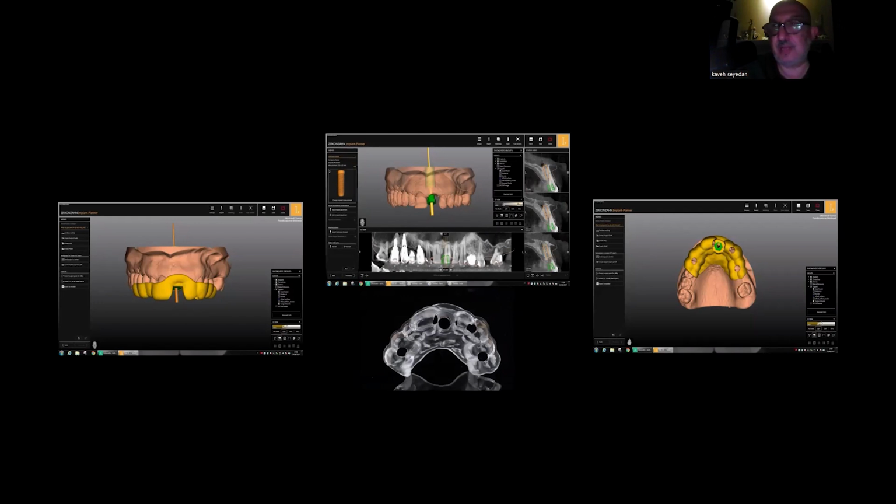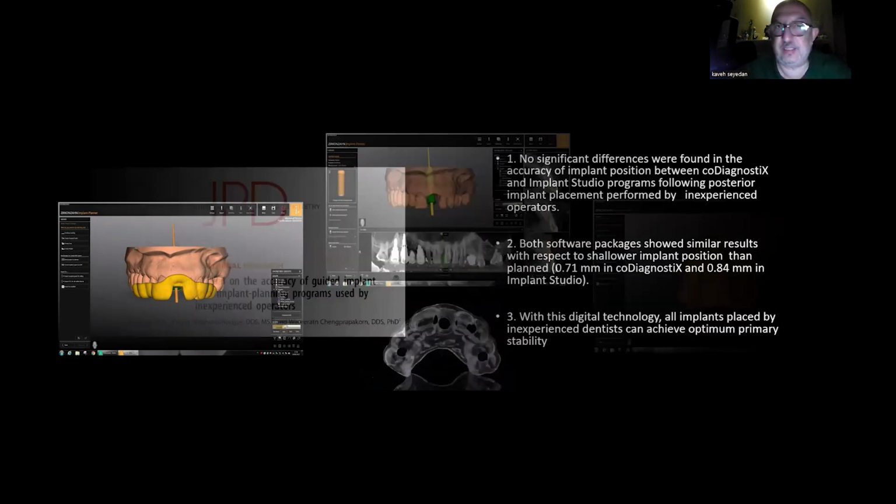In the old times, I believed that milling the surgical guide makes a more accurate surgical guide compared to printers. But since 2020, I realized that the accuracy of printed surgical guides is similar to the milled surgical guides. So actually, there's no difference between them.